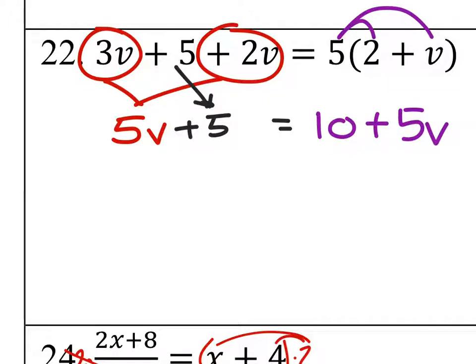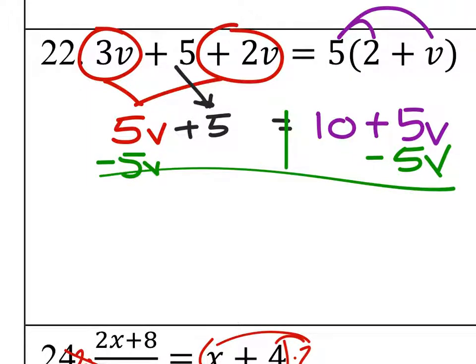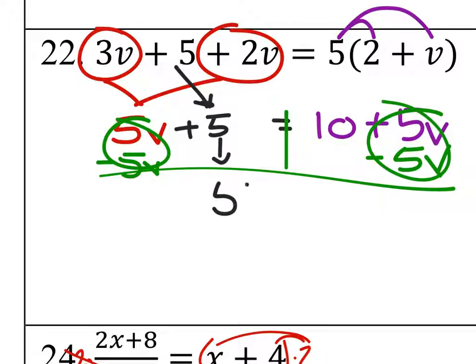Now again, some of you guys wouldn't need to go any further, but let's do it anyways. I'm going to subtract 5v from both sides. Oh, that's not an x, that's a v. Minus 5v from that side as well, and these cancel out, as well as these v's. And I'm left with 5 equals 10. Well, 5 does not equal 10. That's a false statement. So this one would have no solutions.